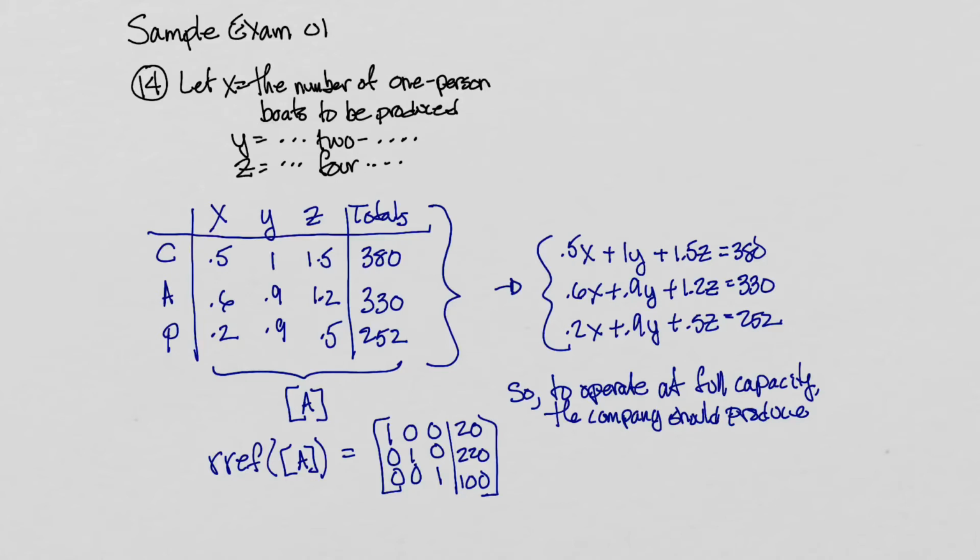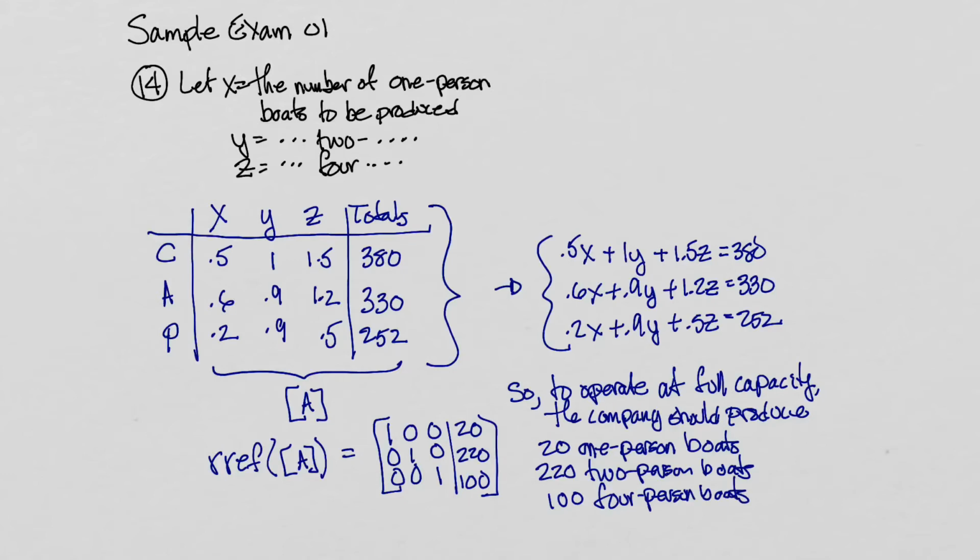I'll write that down. And then the company should produce, all right, no x, 1y, no z's, 1y, y is 220, but up here, y is the number of two-person boats. So we should produce 220 two-person boats. And finally, 100 four-person boats. And that's the solution to our problem.